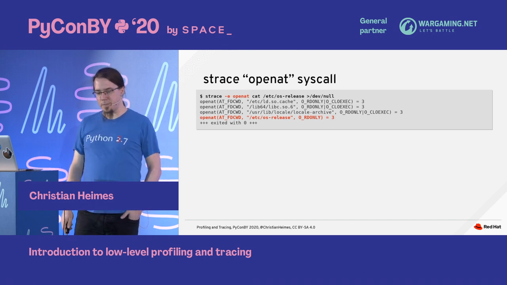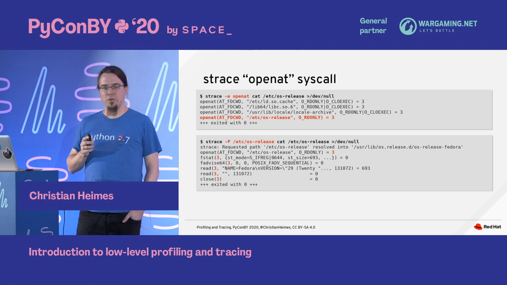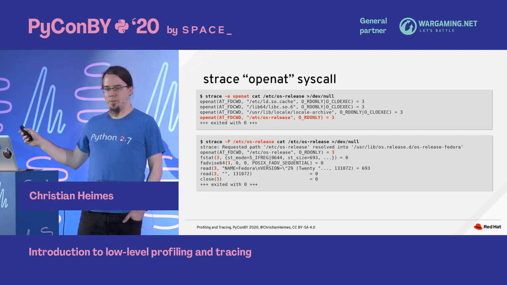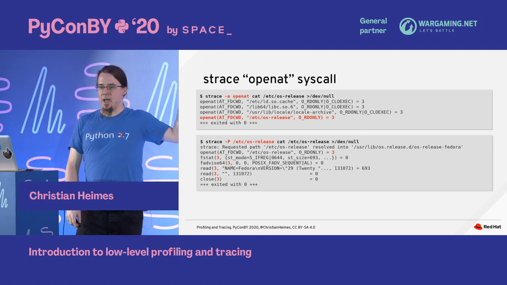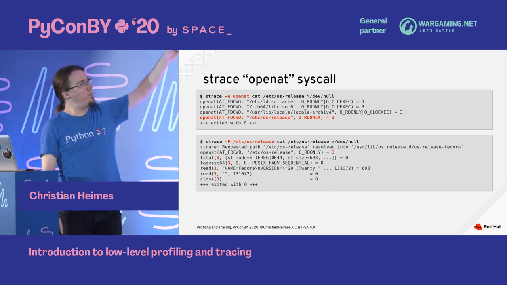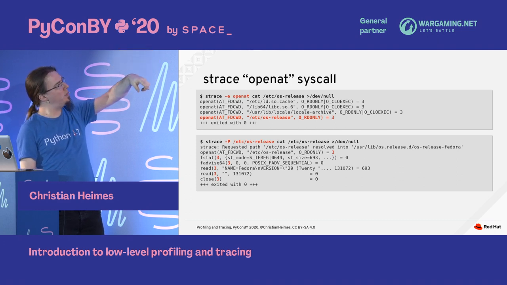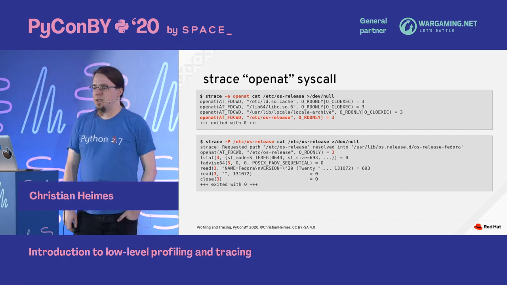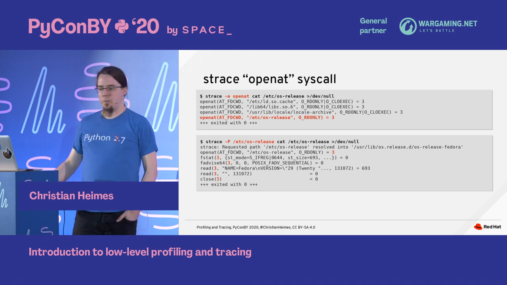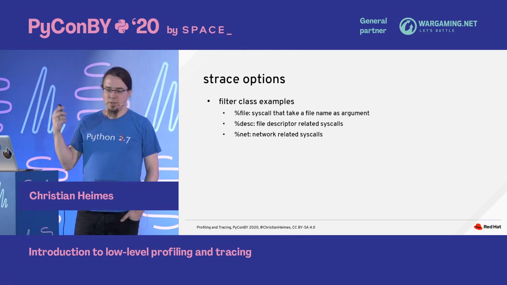You can also do something like trace any call for a file. So now I'm tracing anything that does something with /etc/os-release. You see it's first doing openat. It returns number 3, that's a file descriptor. From there, it first stats, advises something, then reads the file into memory, reads a bit more, and finally closes it. So you can see which kind of operation you're doing on a file, on a network socket, et cetera. Several options are cool too, like the filter classes.